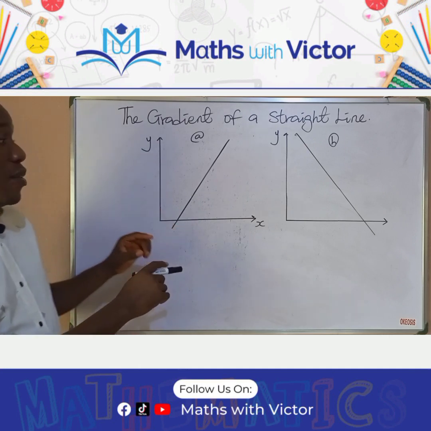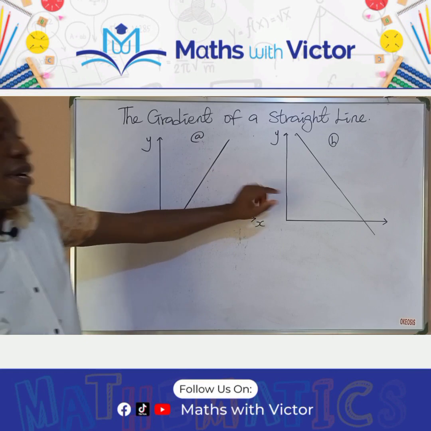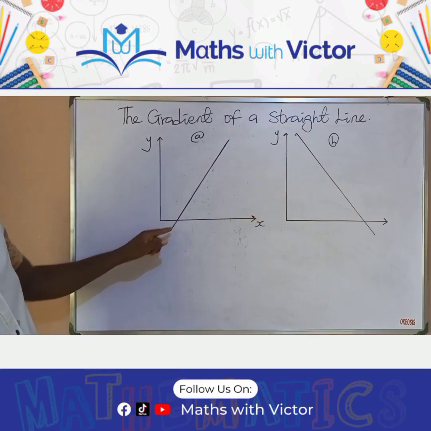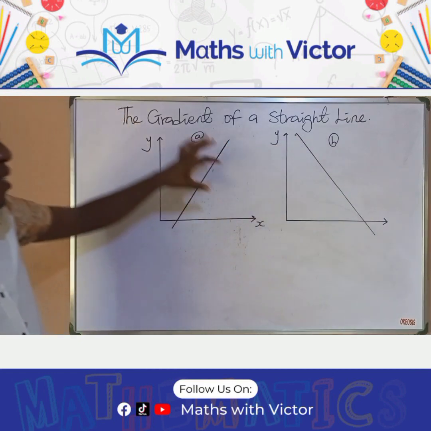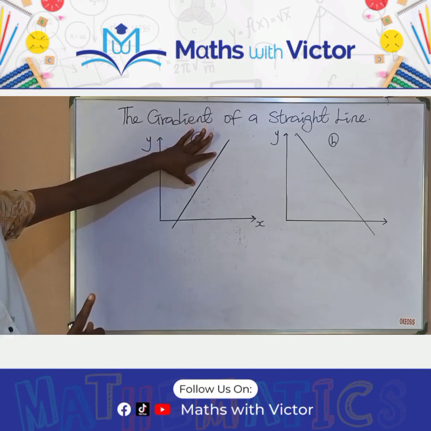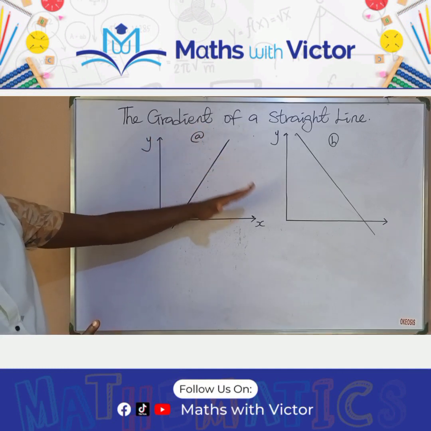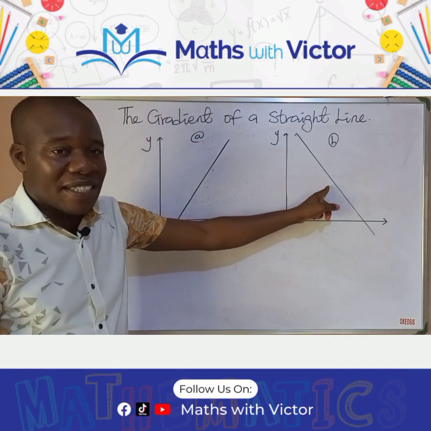That means that the gradient of a line determines how high or how low the line will be. If you look clearly, we have a straight line graph here, and this is our straight line, and this is our straight line. Now, the gradient of this line will determine if the line will be high or low. And the same thing with the gradient of this line.